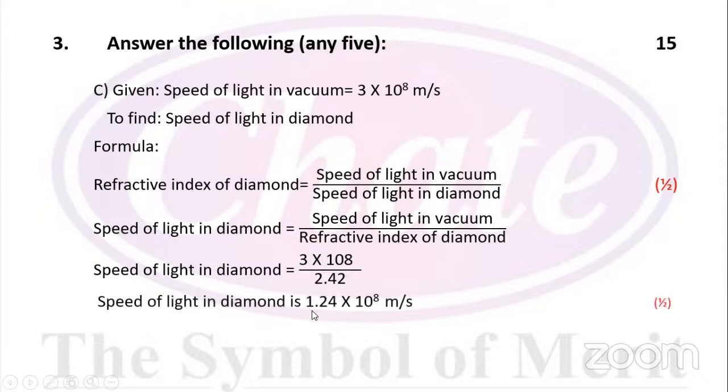And the final answer will be 1.24 into 10 raised to 8 meter per second. So the speed of light in diamond decreases that much. Okay. So in this way, you have to write down the answer for this one.